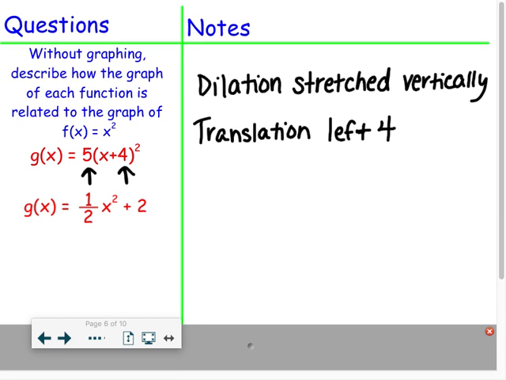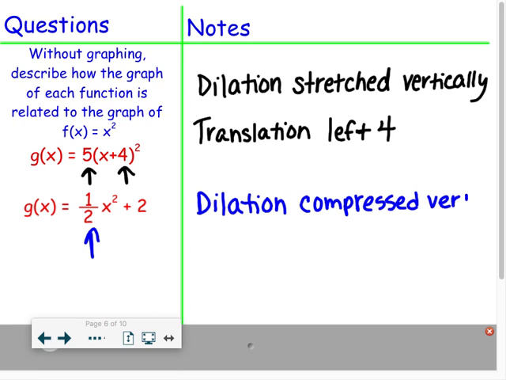So 2 changes on that one. The next one, 2 changes again. It's going to be a dilation, but because the number that's being multiplied is less than 1, the absolute value is less than 1, it's a dilation compressed vertically. And then translation, and it's a plus 2, and it's not in parentheses being squared, so it's up 2. So 2 changes on this one as well.